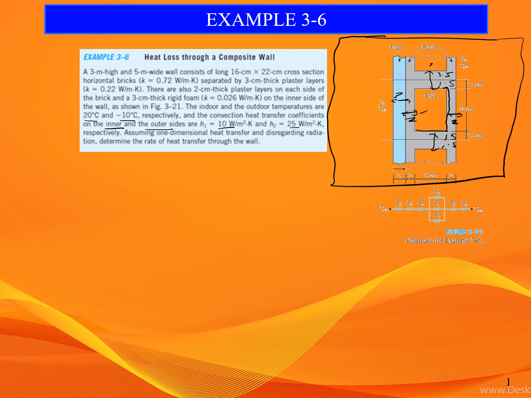Okay, so first thing first, calculate the cross-sectional area. If you guys can see here, this wall that consists of brick, plaster and foam, the pattern repeats itself every 25 cm distance, right? Because from here to here is 25 cm. So every 25 cm we have this pattern of the wall.